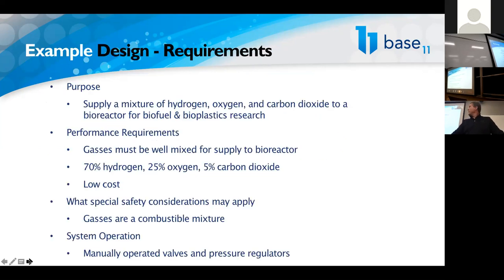We're going to go through an example of engineering a system. The purpose of this hypothetical system is to supply a mixture of hydrogen, oxygen, and carbon dioxide to feed a bioreactor for biofuel and bioplastics research. The performance of the system requires that these gases be well mixed before they're supplied to the reactor, and the relative concentrations are shown there. We also need this to be a low-cost system.